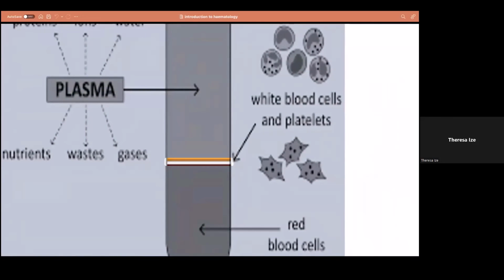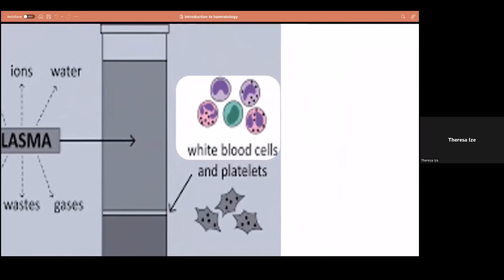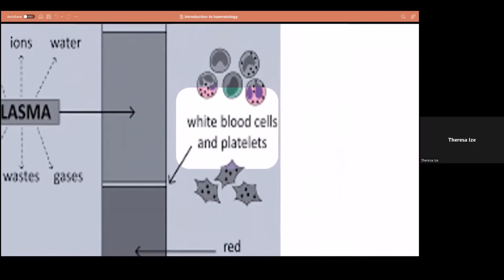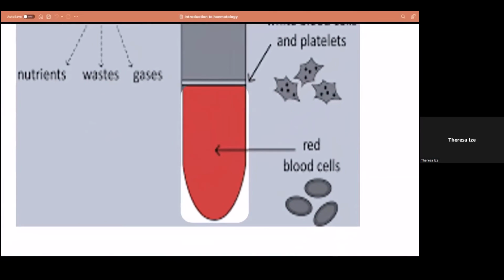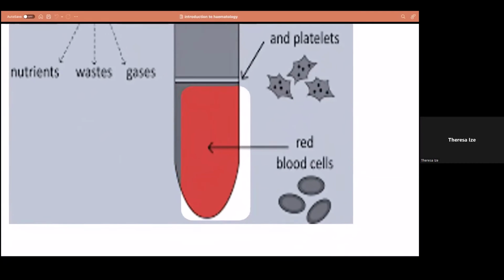The next component, which is the Buffy coat, contains the white blood cells and the platelets, while the last component is the red blood cells.